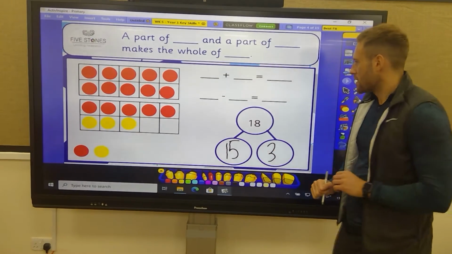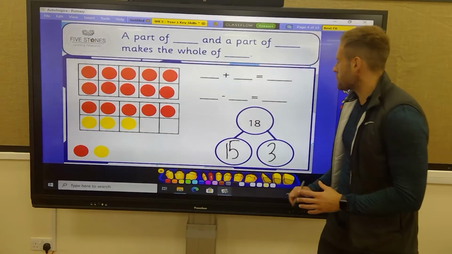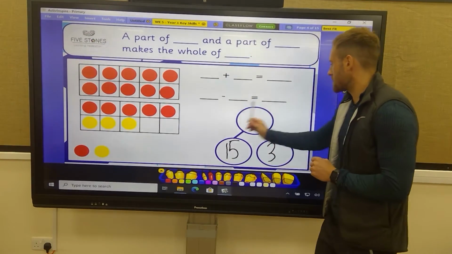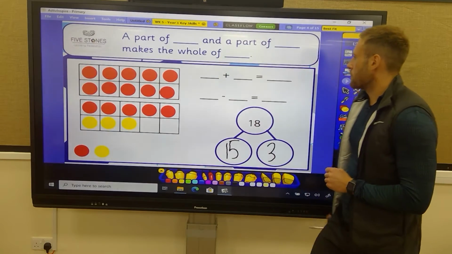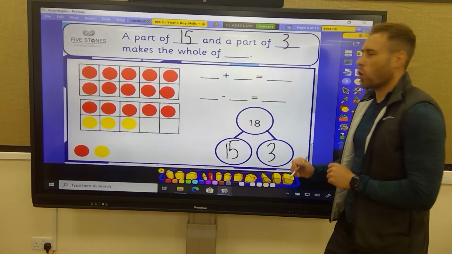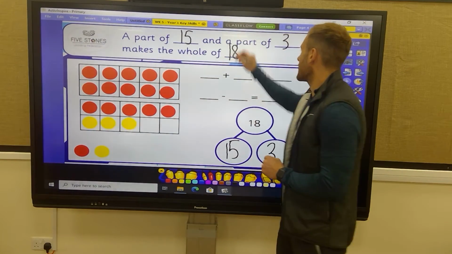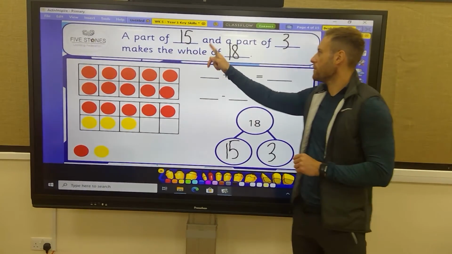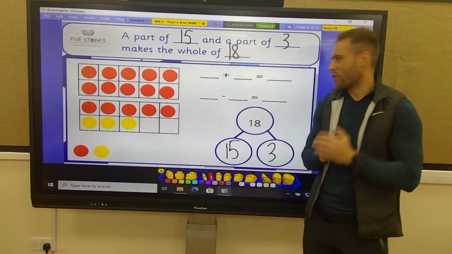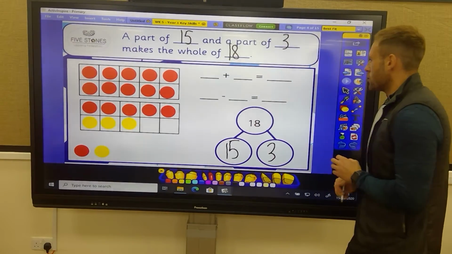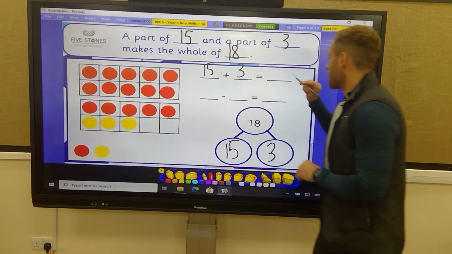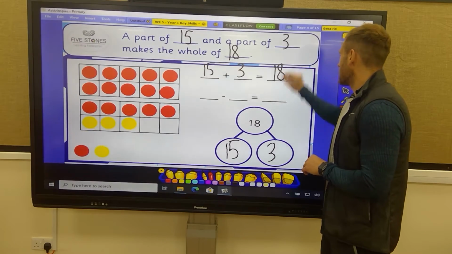Fantastic. So with that, I'm going to write an addition number sentence and also a subtraction number sentence using my part whole model. Because I know a part of 15 and a part of 3 makes the whole of 18. You say it with me. A part of 15 and a part of 3 makes the whole of 18. Great work. So, my addition number sentence, I'm going to go a part of 15 and a part of 3 makes the whole of 18.